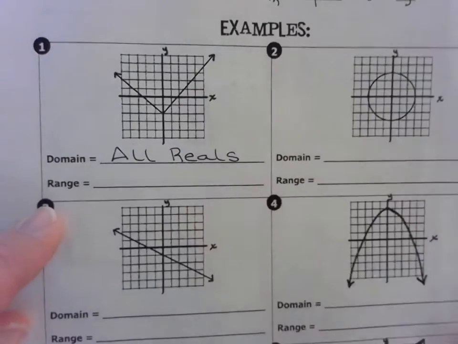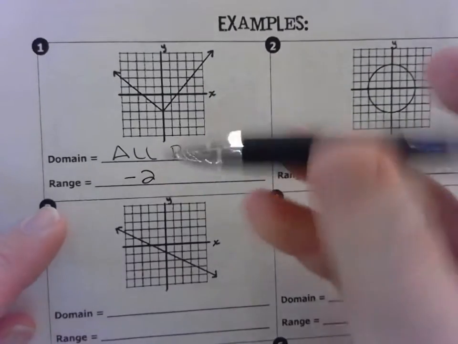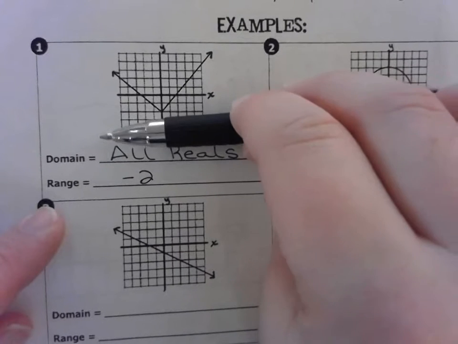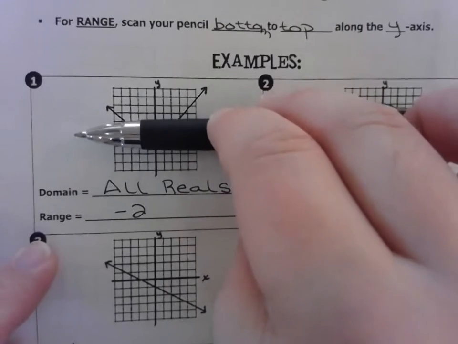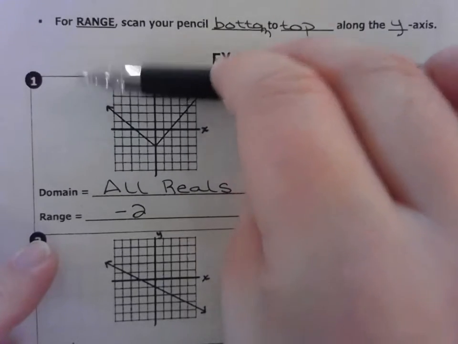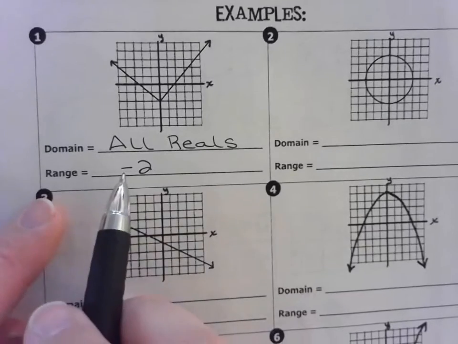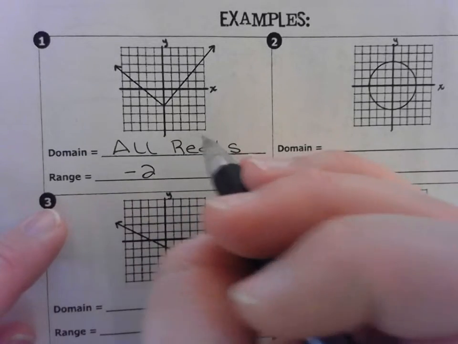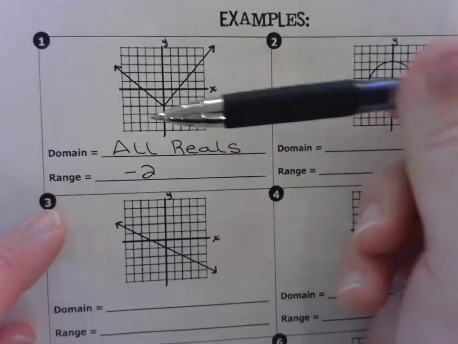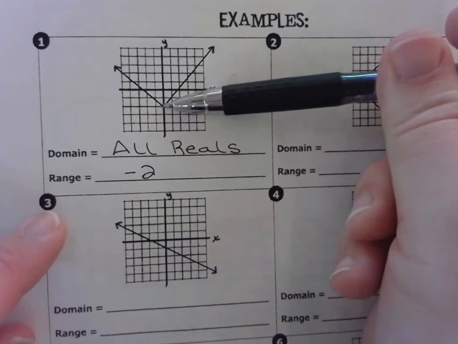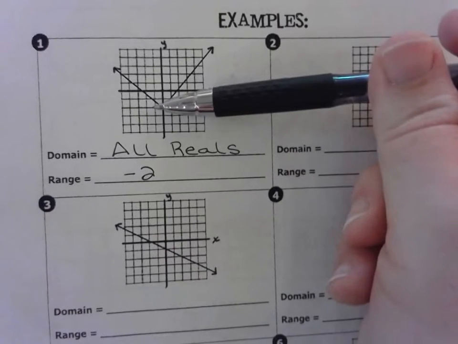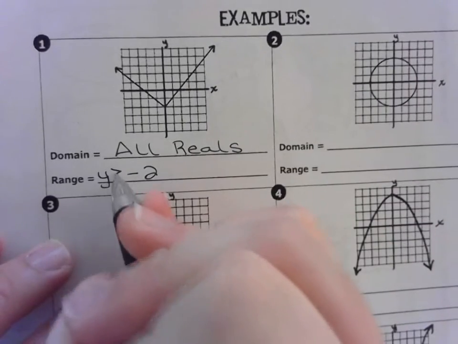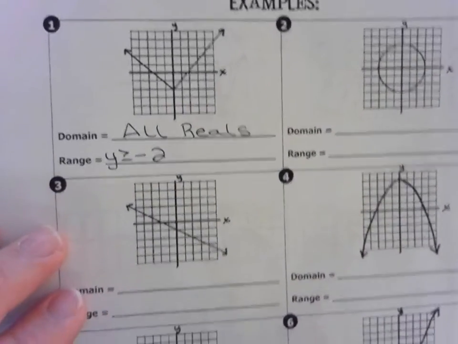Now every y value after that is what compared to -2? So if I start at -2 and I scan my pencil up, I notice I have those arrows. So that means it's going to keep on going what? Forever. So all my y values are what compared to -2? If that's the lowest point I can have, all my y values, guys in the front, pay attention please. All the y values are what compared to -2? Bigger. So y is greater than or equal to -2.